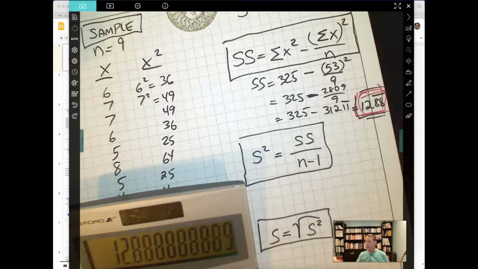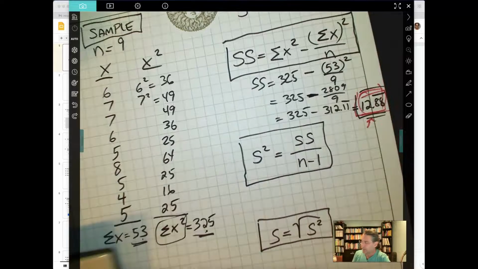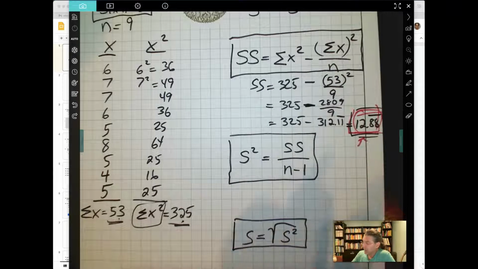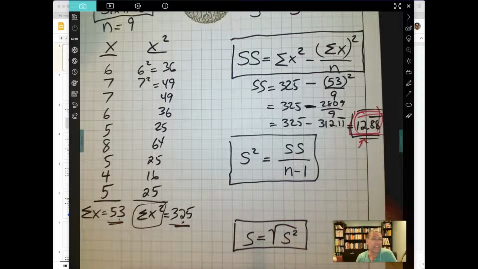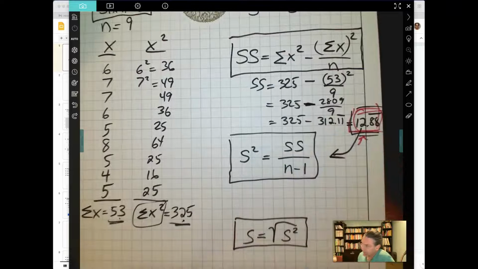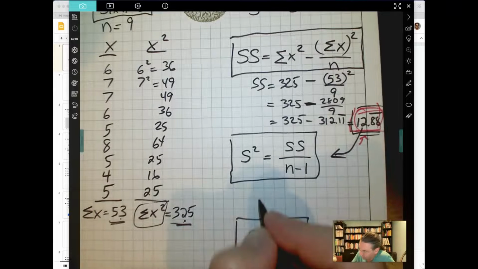So remember that this is not the final result, but it is a step, and it's the hardest step. Okay, so it's the most complicated calculation that we do. It is a measure of spread, but it's not one that's easily interpreted as a descriptive statistic. Okay, so now what we do is we just simply plug that 12.88 into our variance formula.